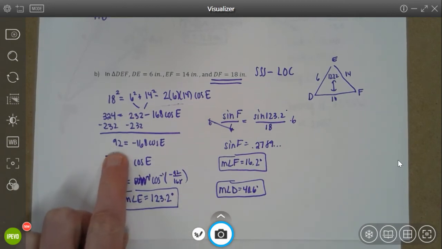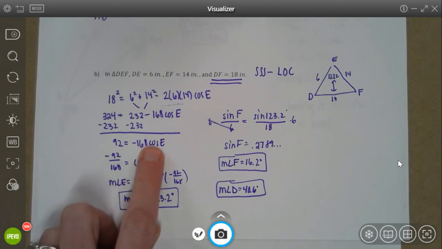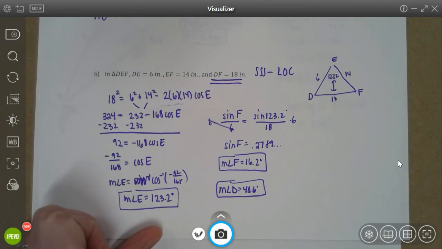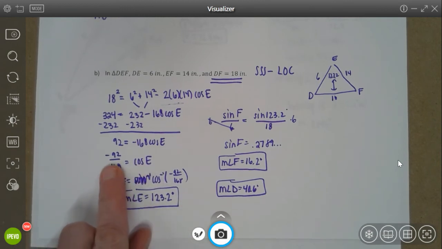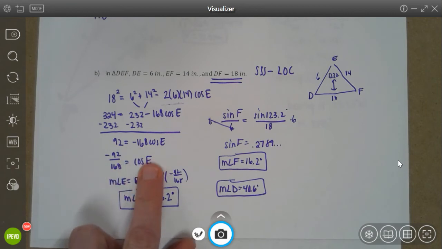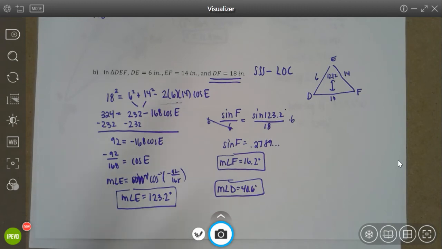So now I have 92 equals negative 168 cosine E, and I want to get cosine E by itself. So I divided both sides by negative 168. And here's where the magic happens, because now I have a negative ratio. And if I do the inverse cosine on both sides, I'm going to be able to find angle E. And when I did that, I got angle E to be 123.2 degrees.